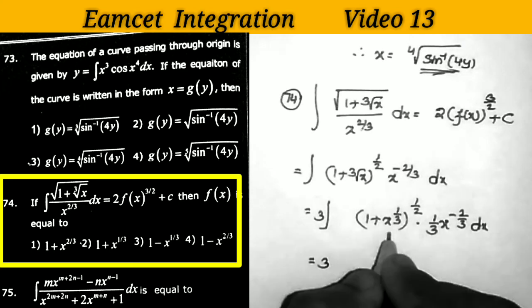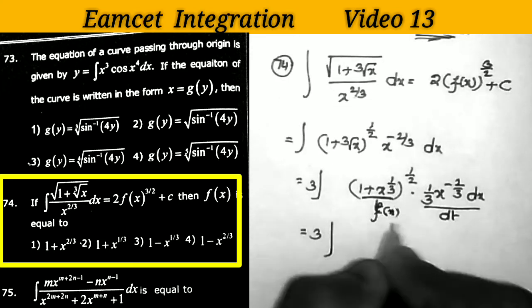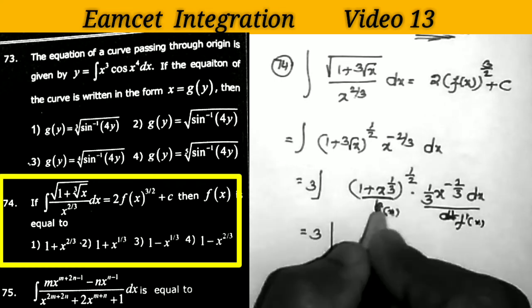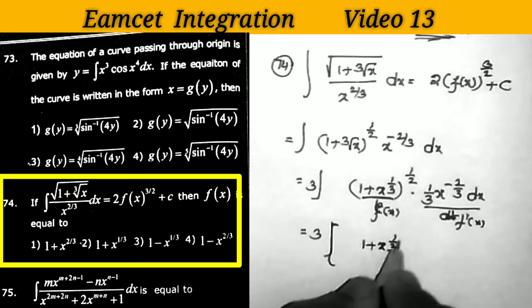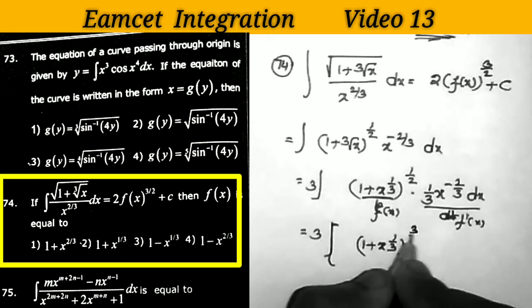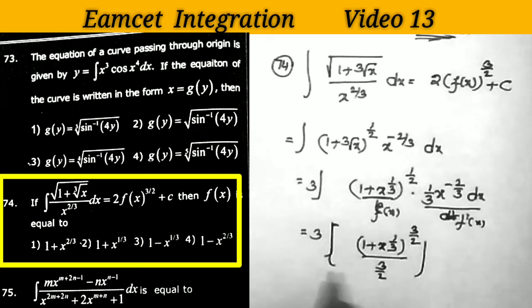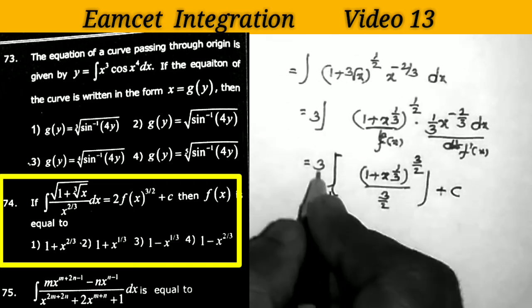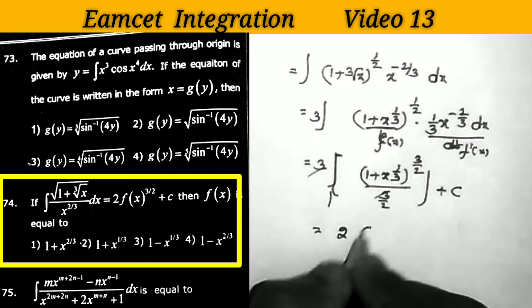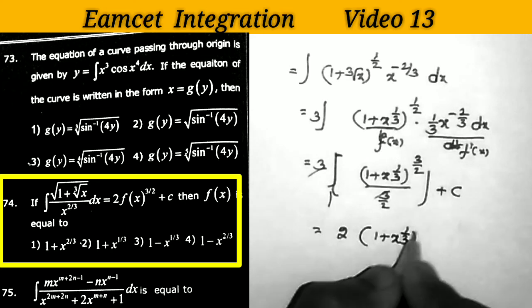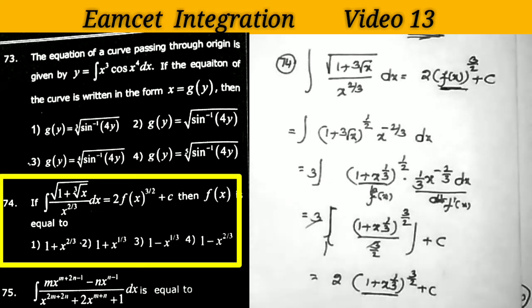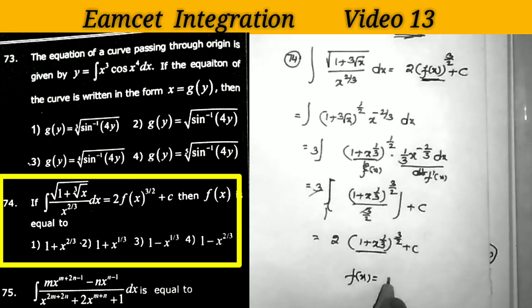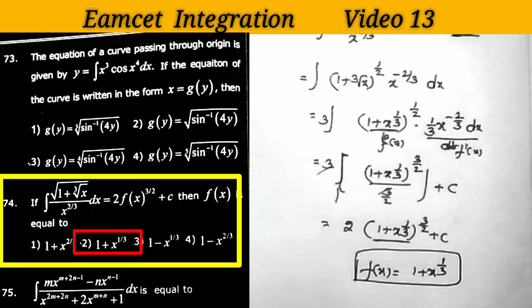Now clearly this is in the form of (f of x) whole power n into f dash of x. What is the n value? 1 by 2. So the answer is f of x to the power n plus 1, that is (1 plus x to the power 1 by 3) to the power 1 by 2 plus 1, which is 3 by 2, divided by 3 by 2. That is, f of x to the power n plus 1 by n plus 1. So the answer is 2 into (1 plus x to the power 1 by 3) to the power 3 by 2. What is given? The answer is equal to 2 into f of x to the power 3 by 2. Therefore, f of x is equal to 1 plus x to the power 1 by 3, and that is the first option.